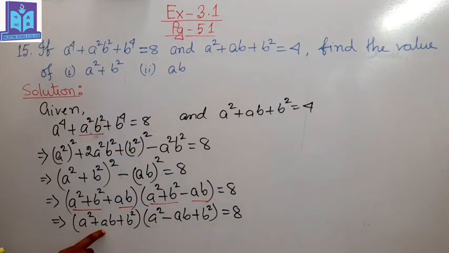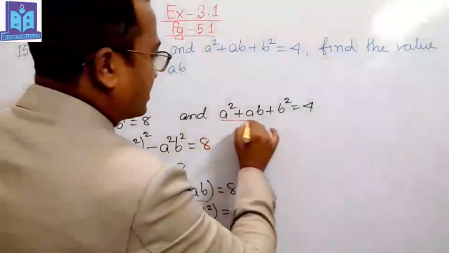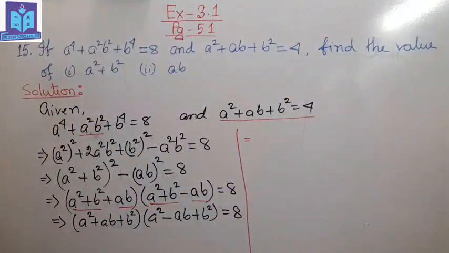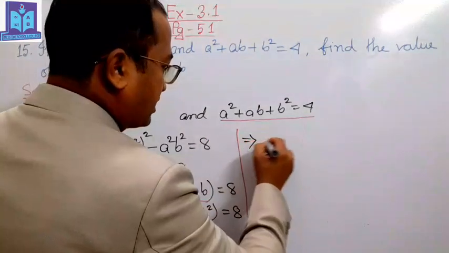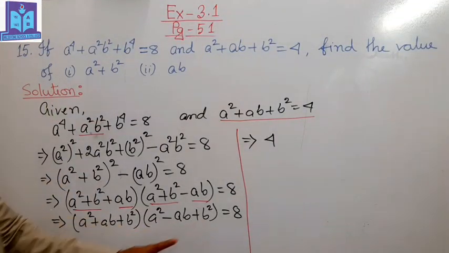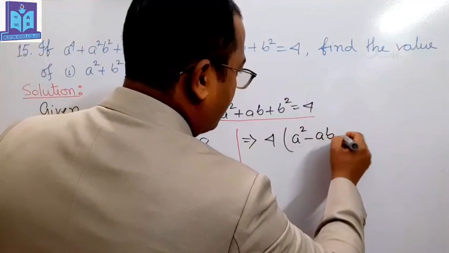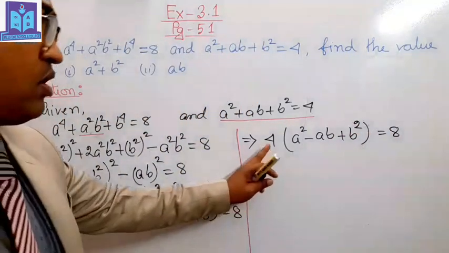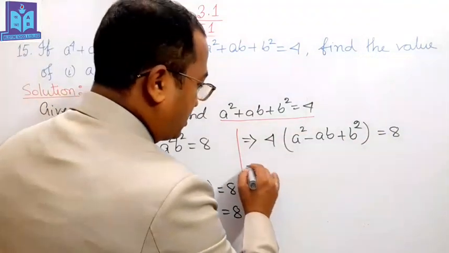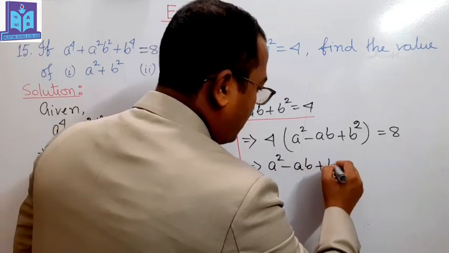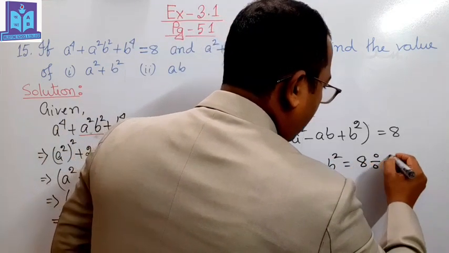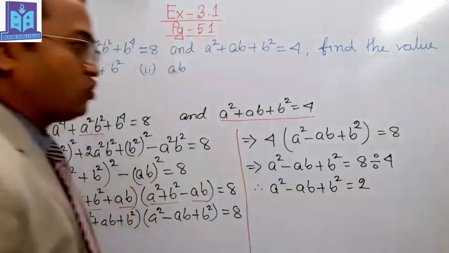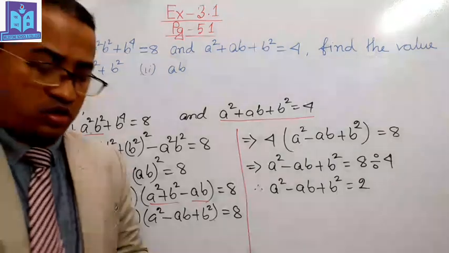Look, what is the value of a² + ab + b²? The value of a² + ab + b² is 4. So we can write like this: 4 into (a² − ab + b²) is equal to 8. If we take this 4 to the right side, it will be divide. That is a² − ab + b² is equal to 8 divided by 4. Therefore a² − ab + b² is equal to 2.